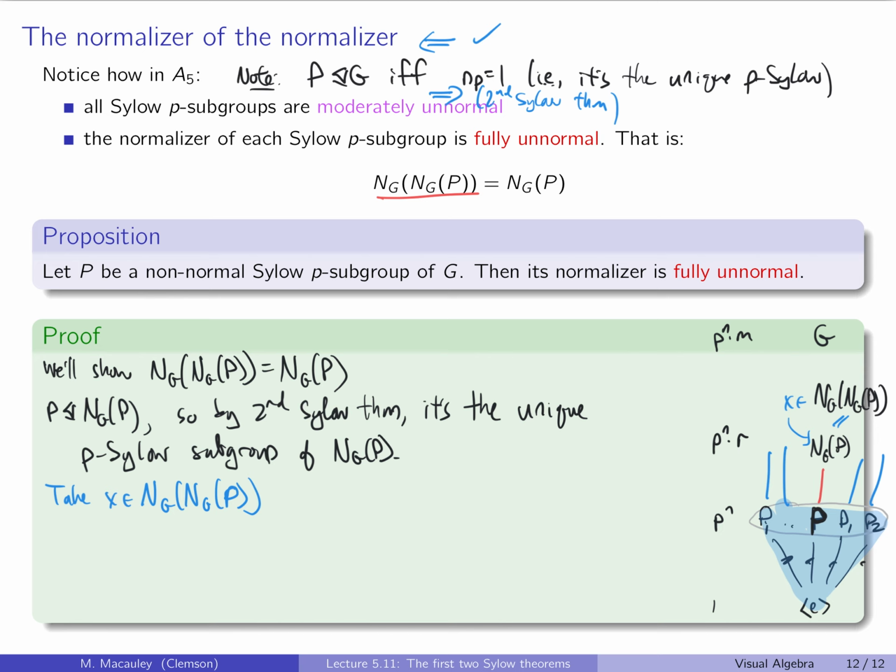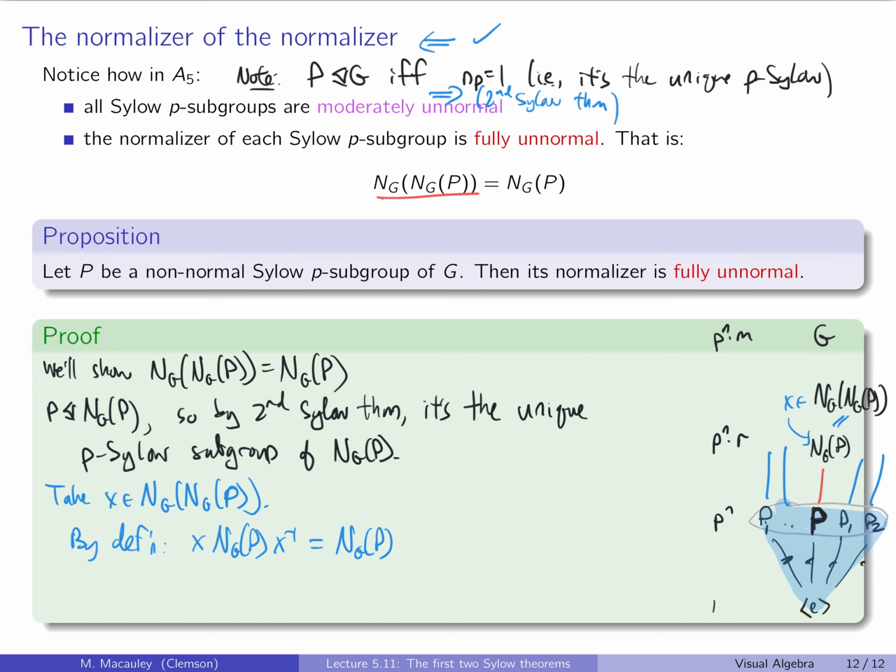Well, by definition, x normalizes the normalizer. So let's just write this down: x times the normalizer of P times x inverse has to be the normalizer. So now what? Well, here's the thing. If x normalizes this, then it's going to conjugate P to some other subgroup in here, but there's only one subgroup of order p to the n in here. So that means that xPx inverse has to be equal to P itself.